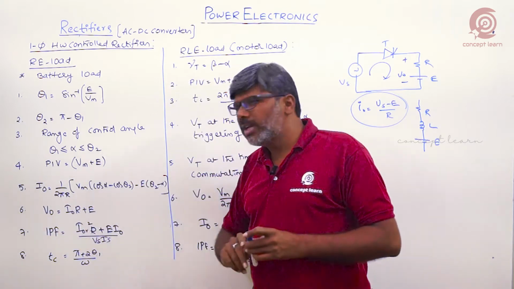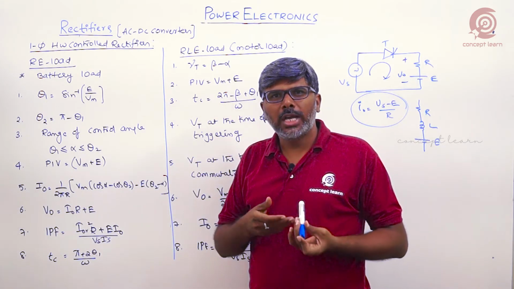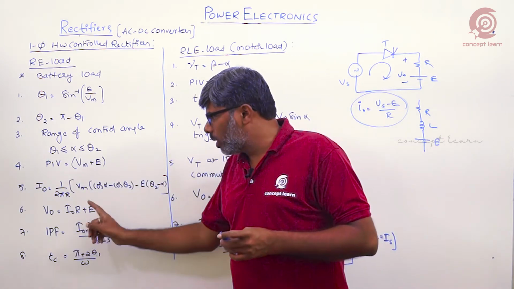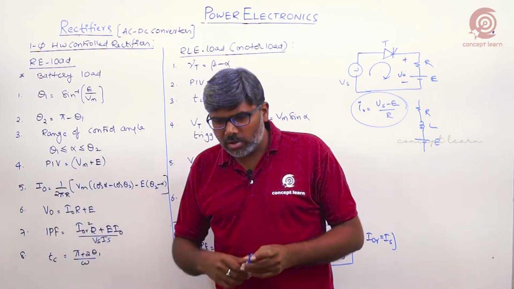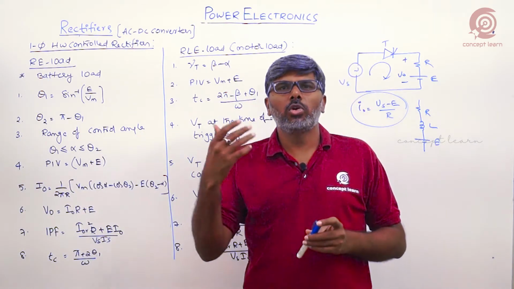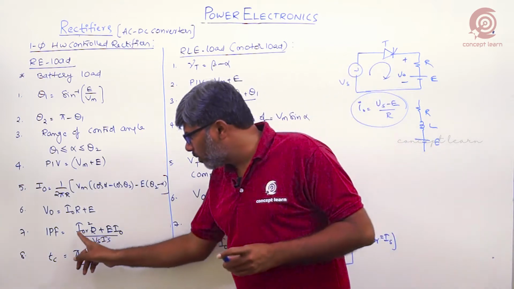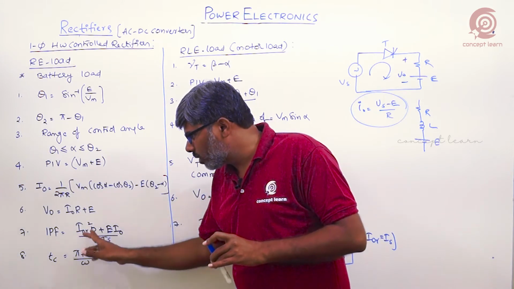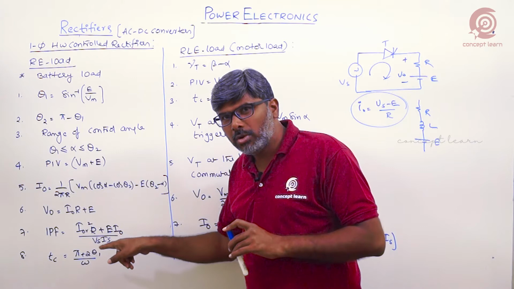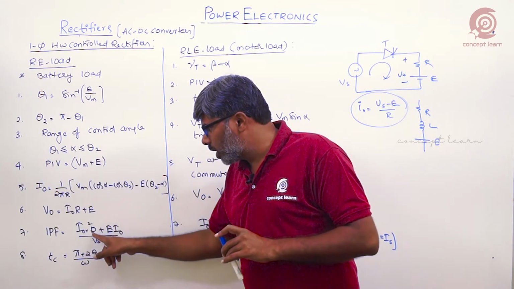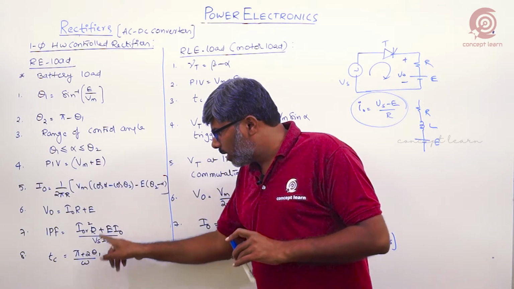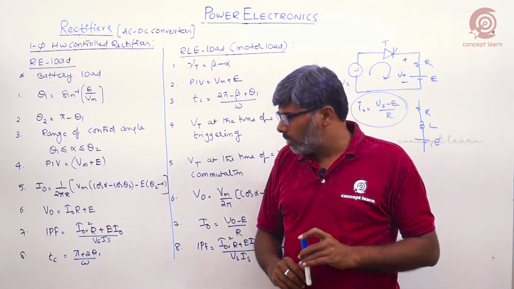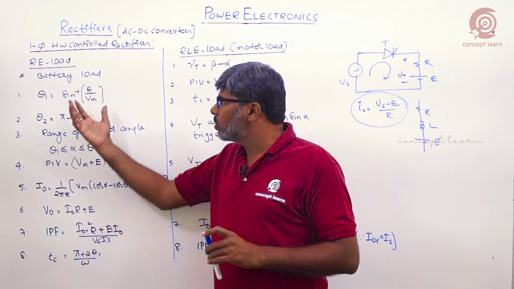Now what is the output voltage V0? This is RE load, so I0 into R, the voltage drop across the resistor, plus the battery voltage, that is I0 into R plus E. Then what is the supply power factor? The standard definition is load power by supply power. Load power, if the load is R load or RL load, is I0 RMS square into R only. But in this case, as battery E exists, it is I0 RMS square into R plus E into I0, divided by supply power, which is Vs into Is. Then what is the circuit turn-off time? Pi plus 2 theta 1 by omega. This is the analysis of the battery circuit.